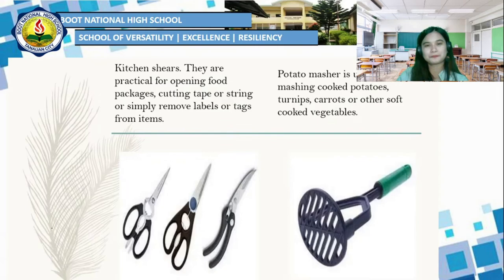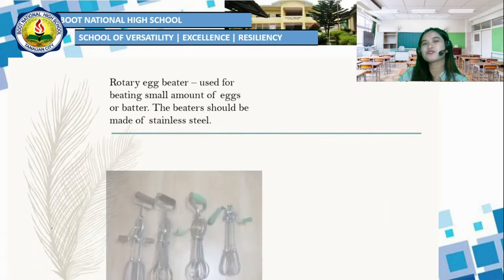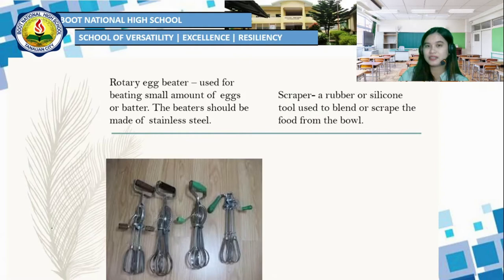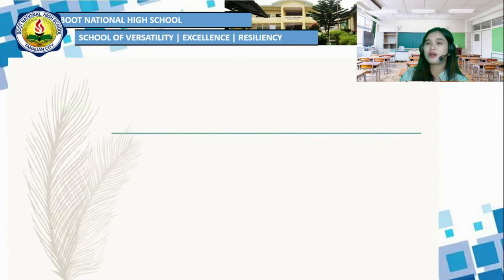We have the rotary egg beater. It is used for beating small amounts of eggs or batter. The beater should be made of stainless steel. And also we have the scraper, a rubber or silicone tool used to blend or scrape the food from the bowl. Okay, so we have there the scraper also used in flattening or leveling the measuring cups and spoons.